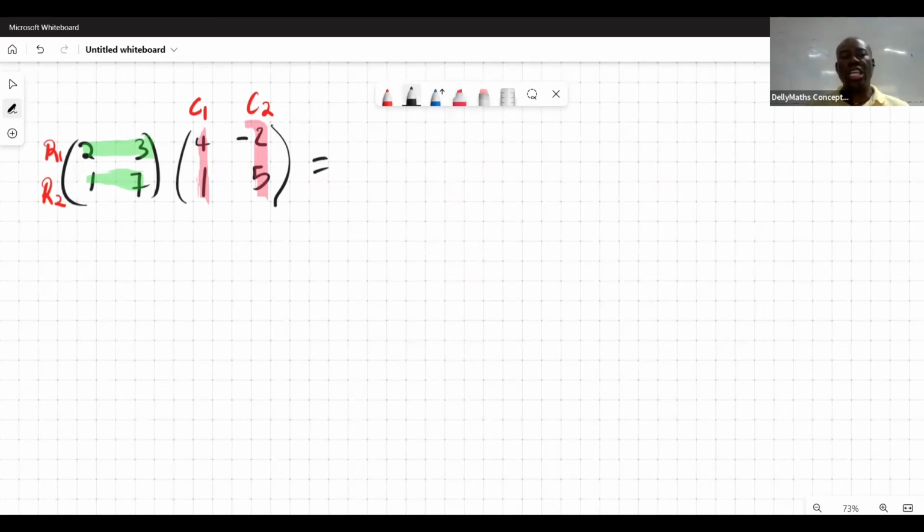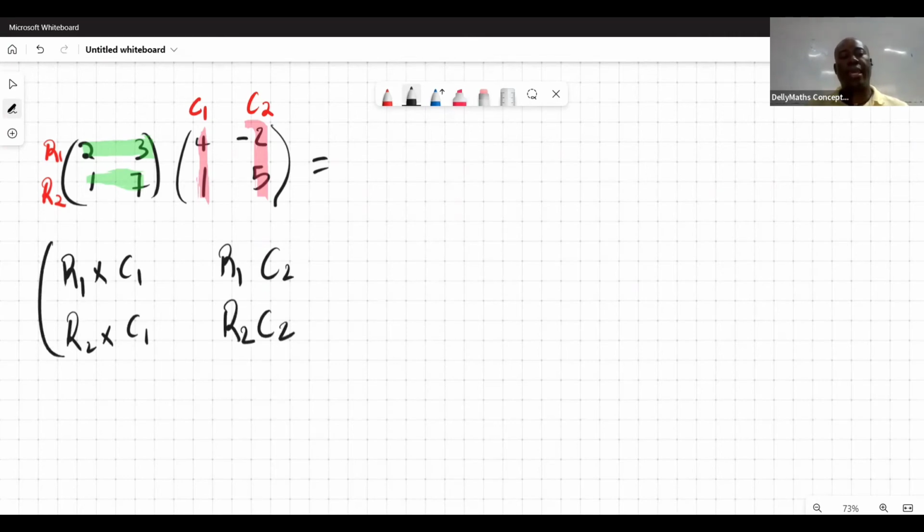The thing is, each row must multiply by all the columns first before you switch to the next row. It simply means then that row 1 will multiply by column 1, then row 1 will multiply by column 2, then row 2 will multiply by column 1, then row 2 will multiply by column 2. And we're going to be getting the responses just as these line up in the same position.